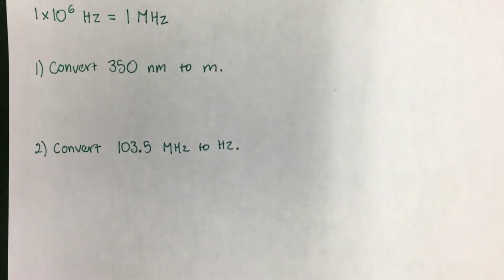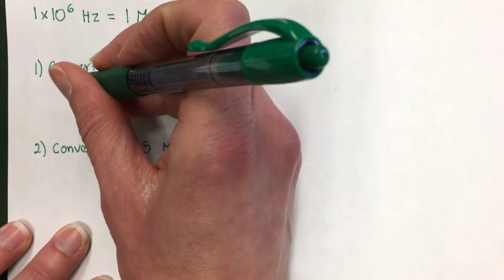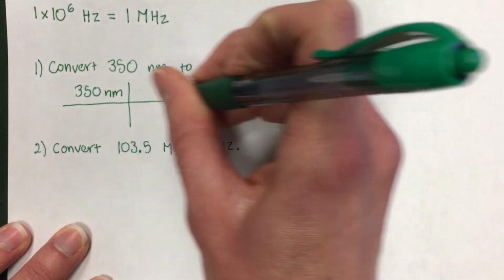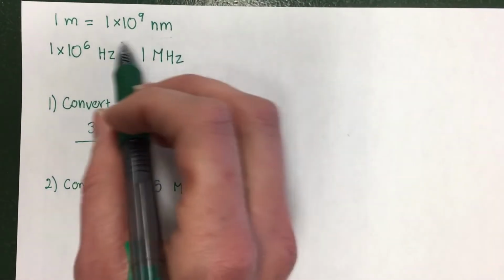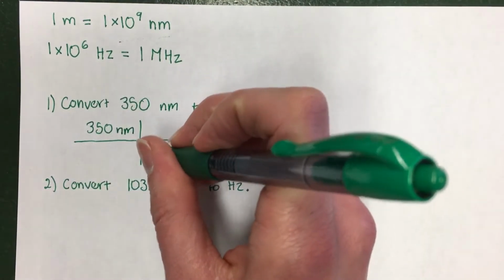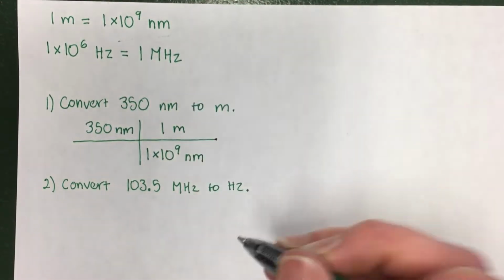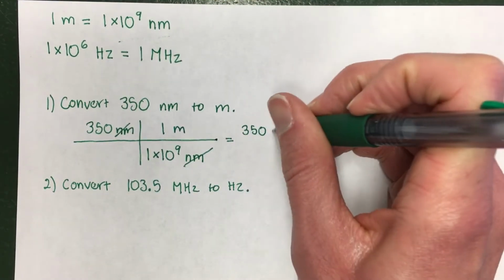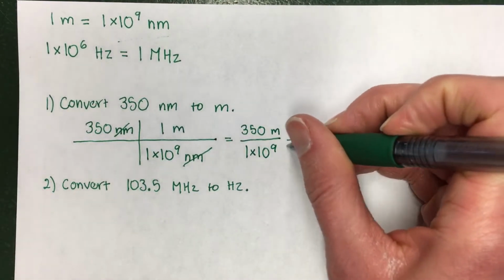So we'll just do an example converting from nanometers to meters. If I want to convert 350 nanometers to meters, I would start by putting the number that they gave me, the nanometers, in the top left of my conversion factor grid. And then I know that there are 1 times 10 to the 9th nanometers in 1 meter, and nanometers needs to cross out. So I'm going to put 1 times 10 to the 9th nanometers down here, and 1 meter up here. Nanometers will cross out. I multiply across the top, so I get 350 meters over 1 times 10 to the 9th. And then I just need to divide that.